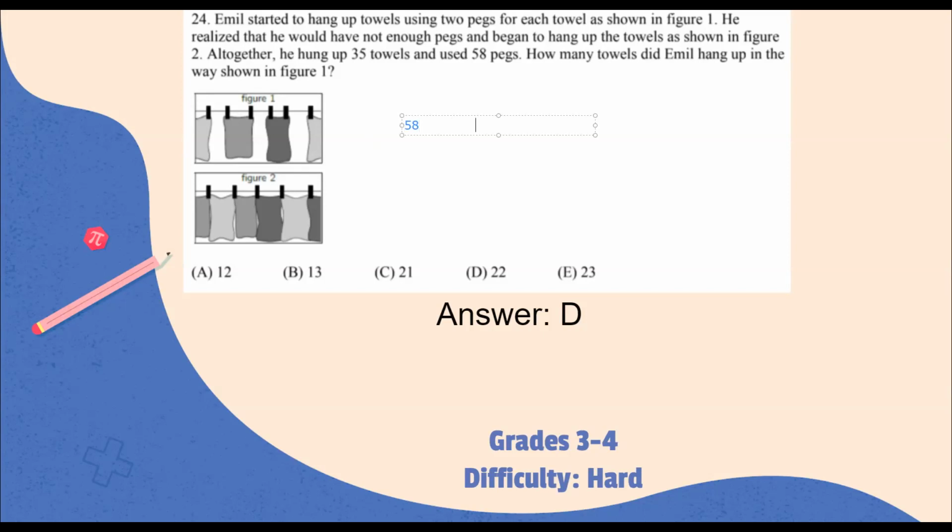58, 35. And then as Anna Lee said earlier to me, you actually have an extra peg at the end, so let's actually delete that. So you have 57 and 35. Now in figure 2, the towels in figure 2 are actually some of the most important because you have the same amount of pegs and towels. So that means that 58 minus 2x is equal to 35 minus x, right?